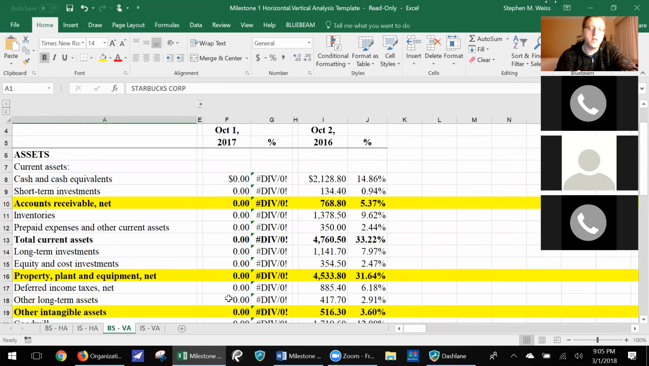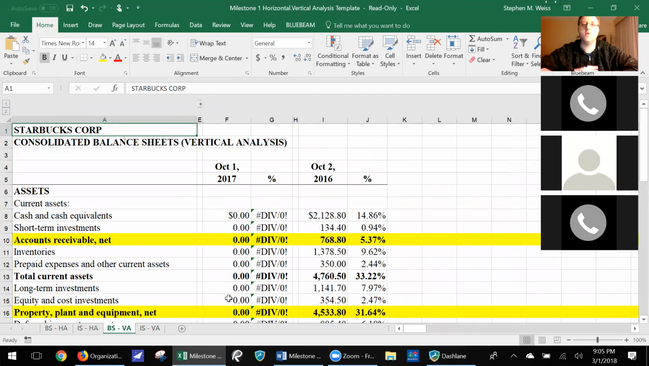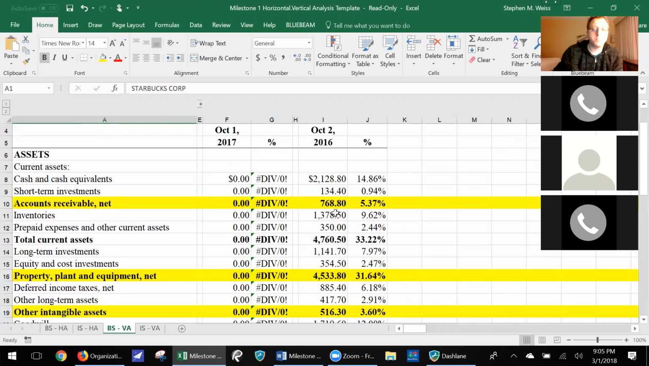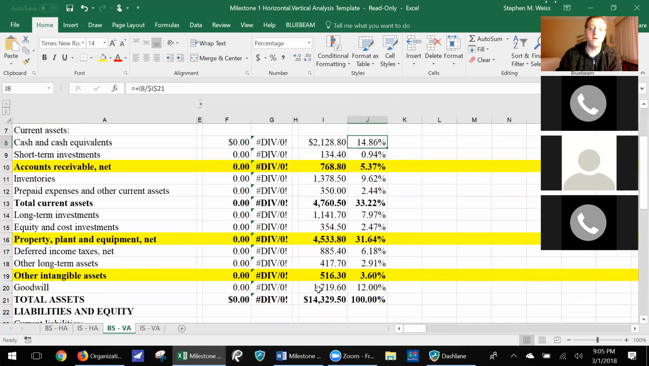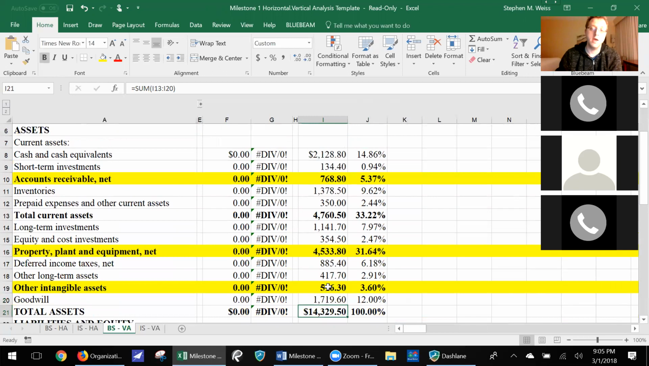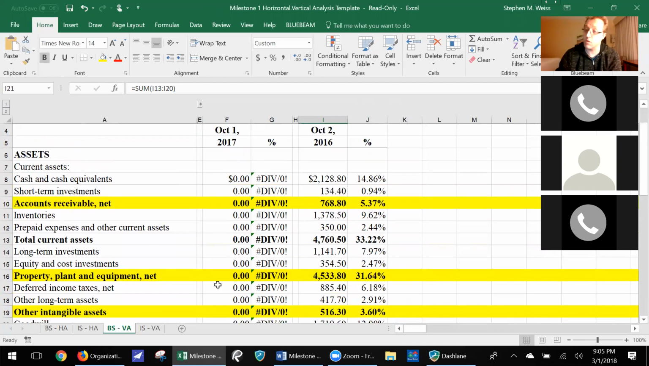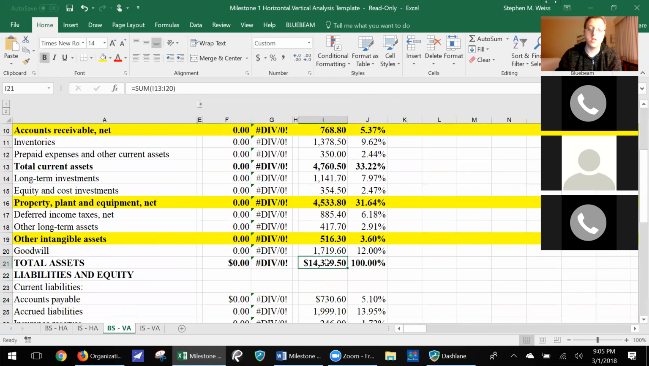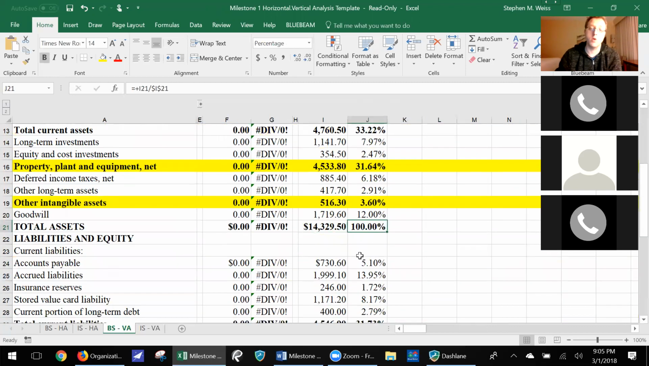Now, the vertical analysis is a little bit different. As you can see, I only have 2 fiscal years worth of data here. That's because you're looking at each year separately. So in effect, you're having 2 years worth of change. So, for example, let's just look at October 2nd, 2000. Let's look at cash and cash equivalents. We have a percentage here of 14.86%. Okay, 14.86% of what? Well, that's 14.86% of total assets. Okay, so everything on this balance sheet here for the vertical analysis, the denominator that I'm using is total assets, and you can tell because this is 100% right here.